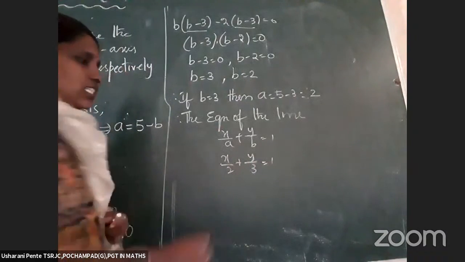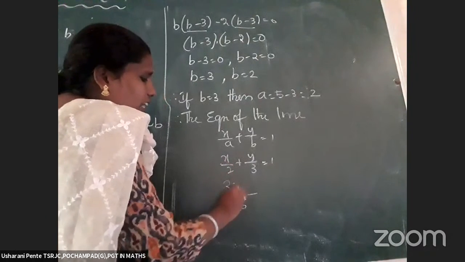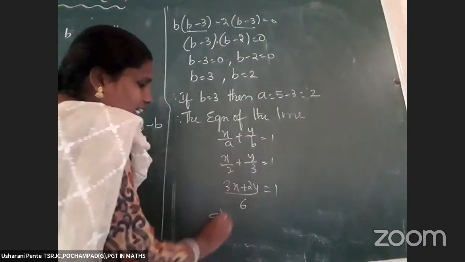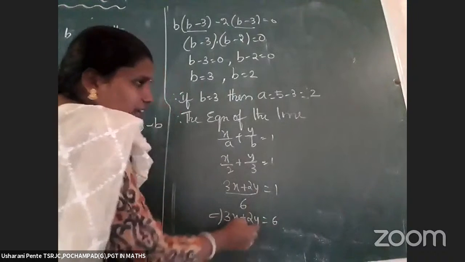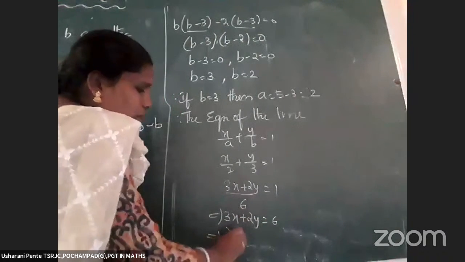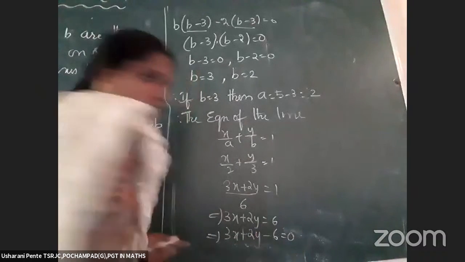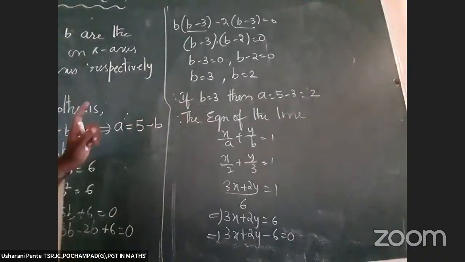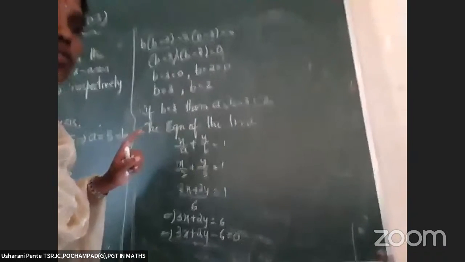Now taking the LCM, 6 as the LCM, I'll get 3x plus 2y over 6 is equal to 1. If I cross multiply it, I'll get 3x plus 2y is equal to 6. And if I bring this 6 over here, it will become minus 6. 3x plus 2y minus 6 is equal to 0. This is the one if B is equal to 3. Now, I got two values for B, no?